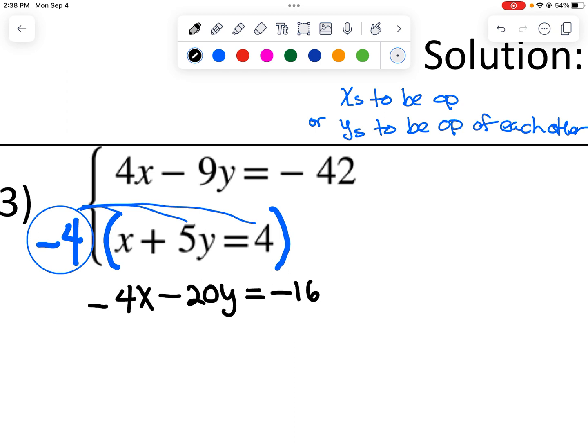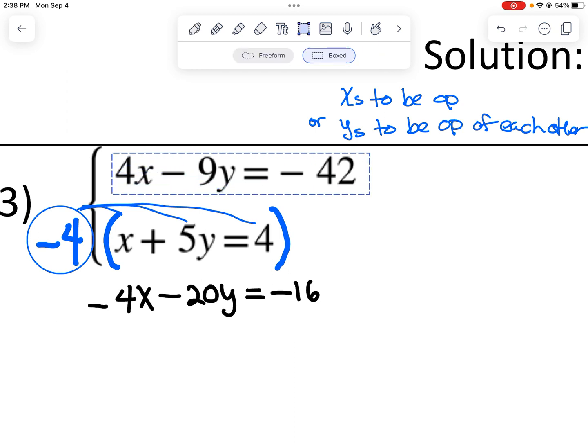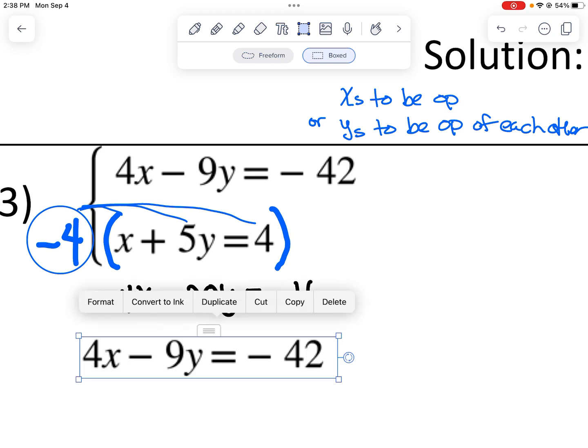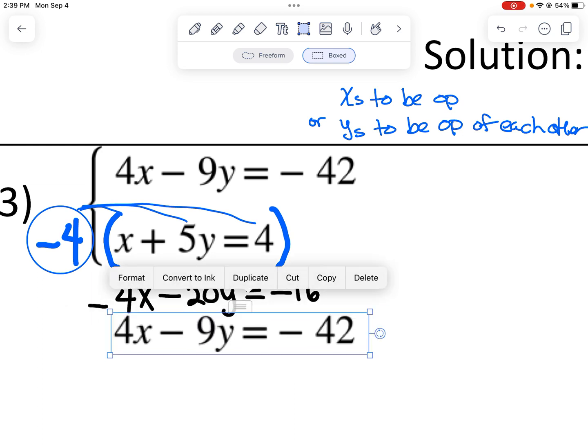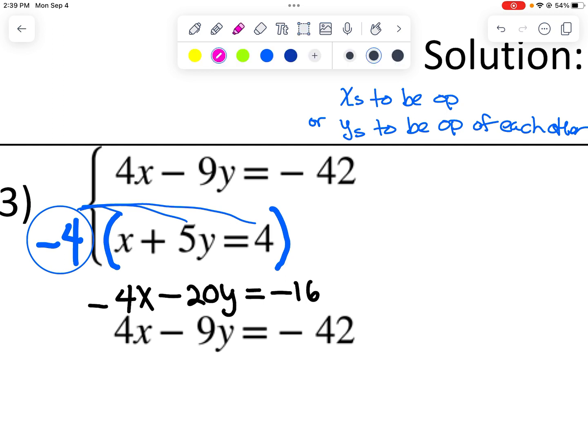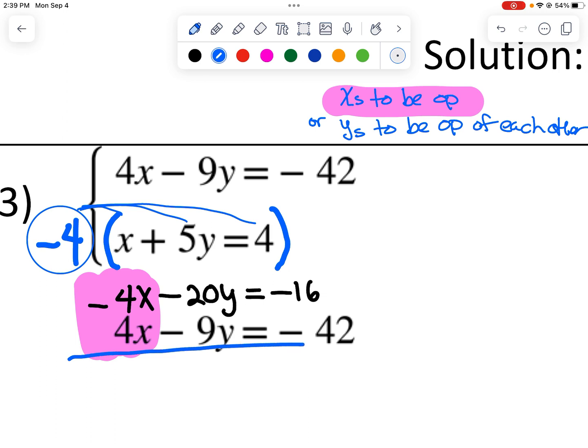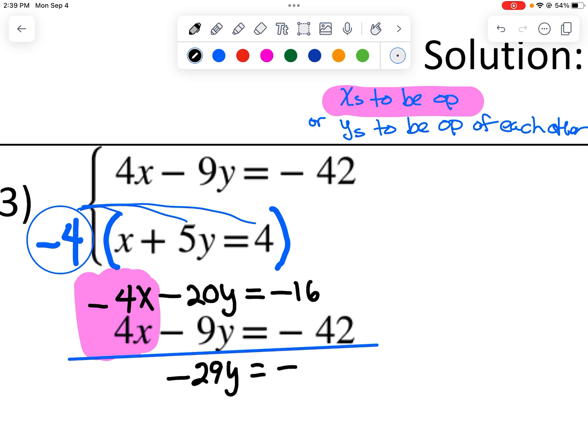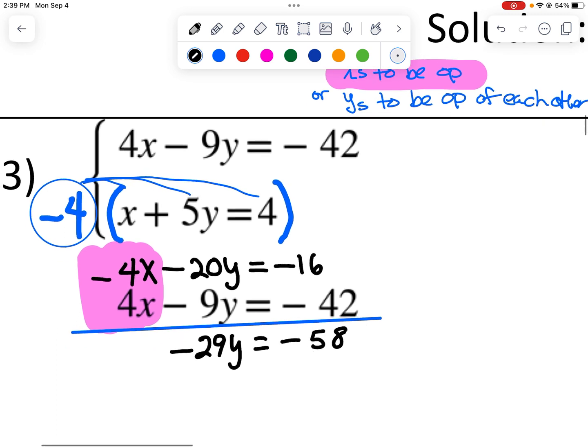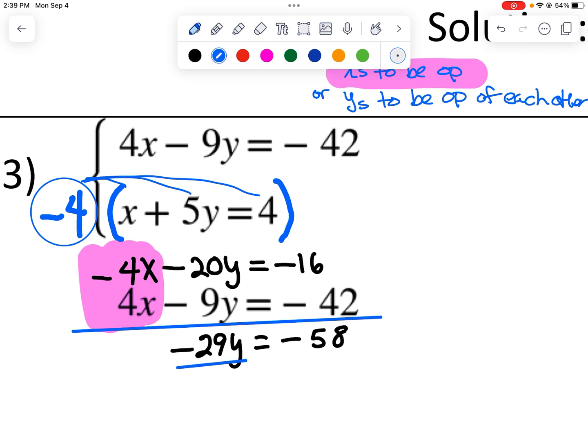And you're thinking, why would you ever do that? Here's why you would do that. Because then you can take this equation, and if you put it right here, now you will see that these variables of x are opposites of each other. All right, so let's add those two equations together. Those two equations added together are going to be negative 29y is equal to negative 58. Then we would divide by negative 29.